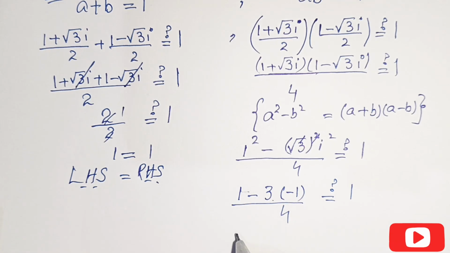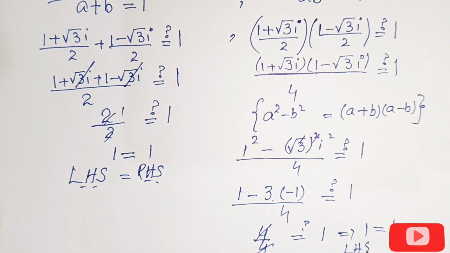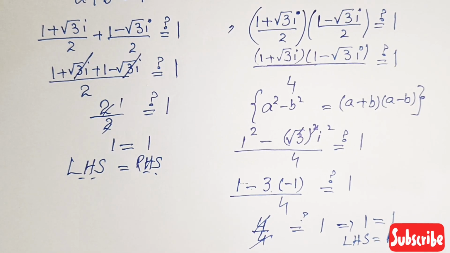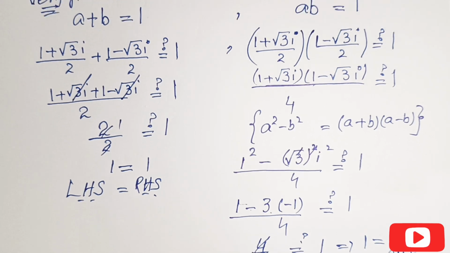Now 1 minus times minus is plus. 3 times 1 is 3. So 1 plus 3 is 4. 4 over 4 is equal to 1. Now cancelling 4 with 4, we get 1 is equal to 1. So the left hand side of this equation is equal to the right hand side. Hence this pair is valid for equation number 2 here.